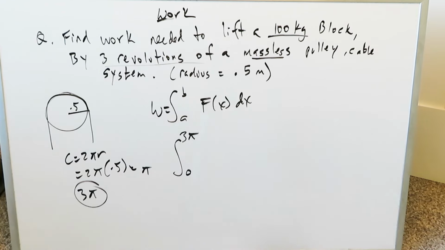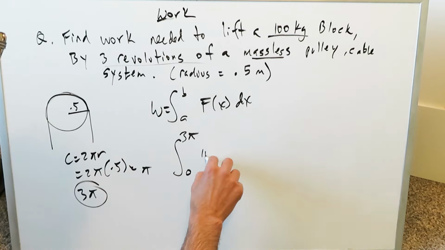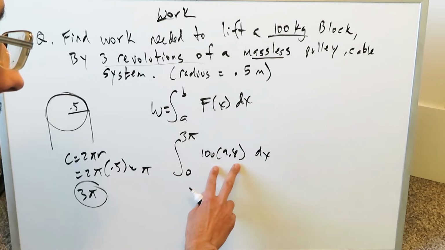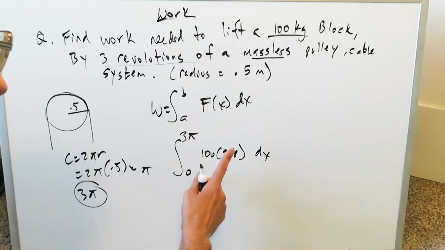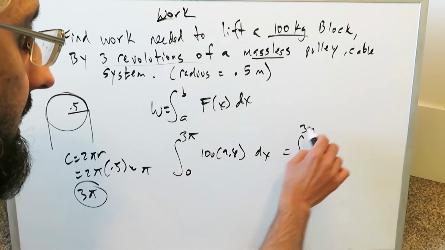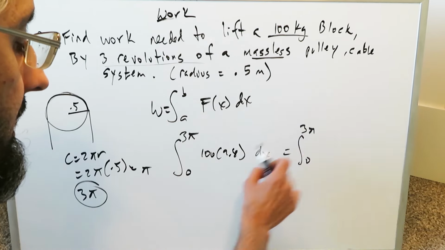The force over here is equal to mass times acceleration. We have our mass, 100 kilograms. We have our acceleration, the gravitational constant, 9.8. You'll do 100 times 9.8 dx. Remember, over here I'm already having the entire component of force. All we have to do is integrate this. You're looking here from 0 up to 3 pi. What's 100 times 9.8? It's 980, and then dx. You'll integrate that to be 980x. And then you do 3 pi to 0, and that's not hard.